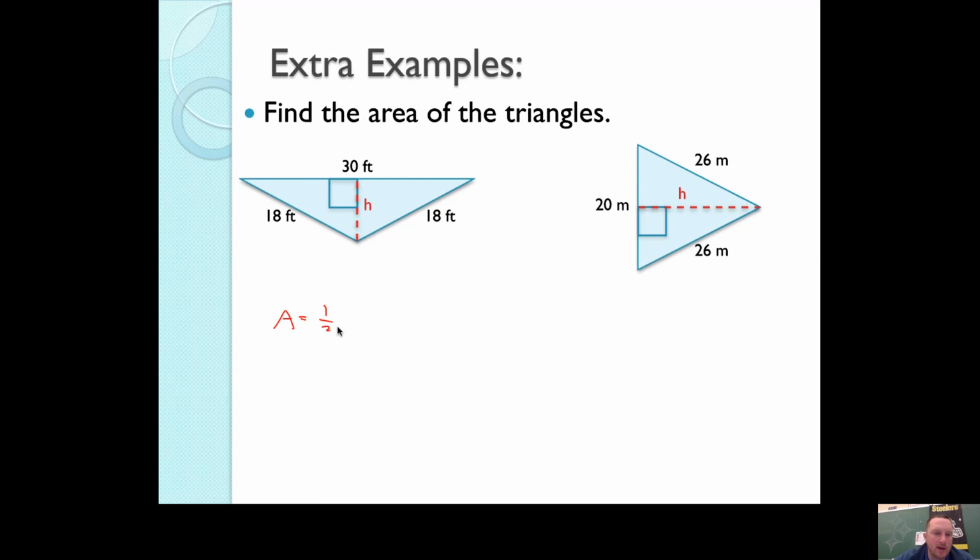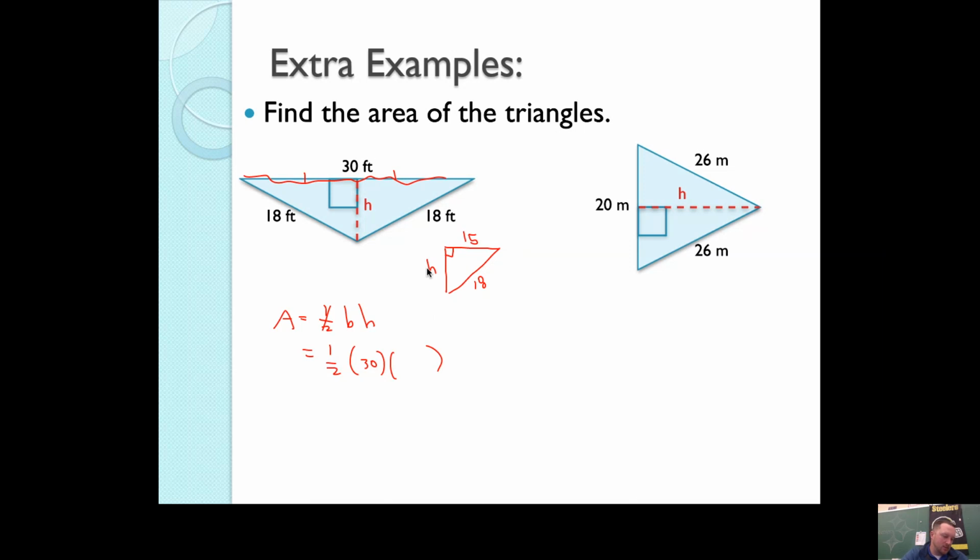Area of the triangle is going to be 1/2 base times height. I know my base is 30 feet. Oops, I didn't mean to cross that out. The base is 30. The height we don't know, but we're going to find it. Okay, so here's our right triangle. Remember, it's isosceles, so these pieces are the same. That's your height. That's 18. That's 15. What is that height going to be?